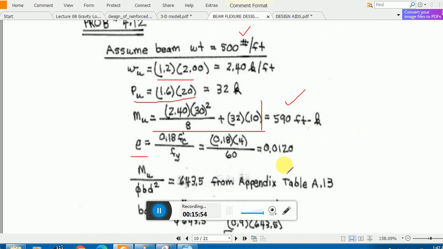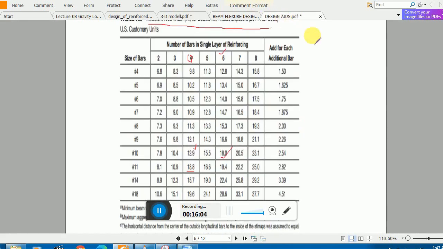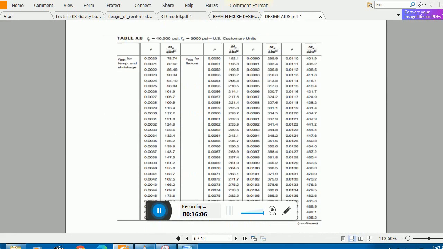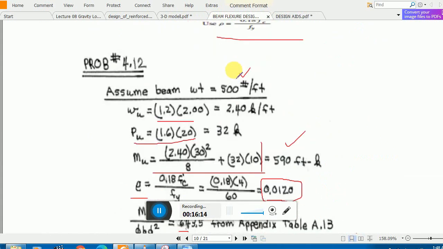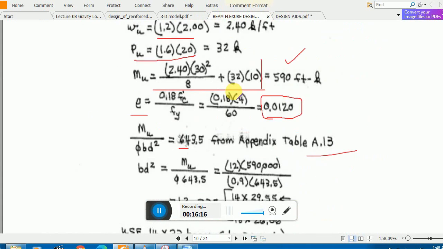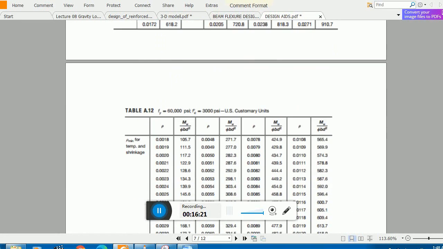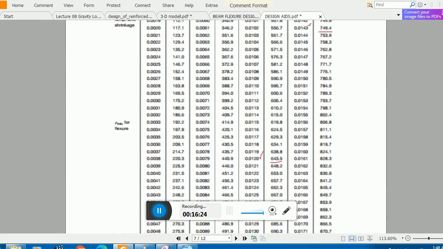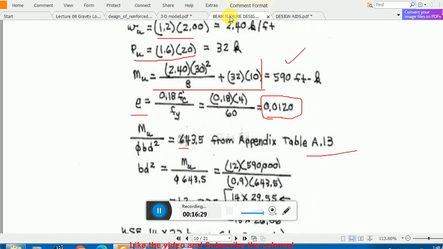Again recalculate your row value. Now go to table A13 and find this value against this value. I think it is easy, it is not difficult. This is table A13 and this is table A8. What we have basically is fc prime, and my fc prime value is 4,000 and 60,000 for fy. So 4 and 60,000 table. The last table, the last value, this one.